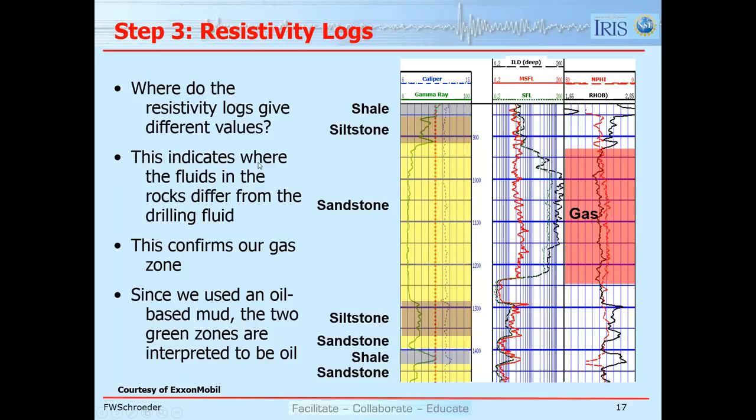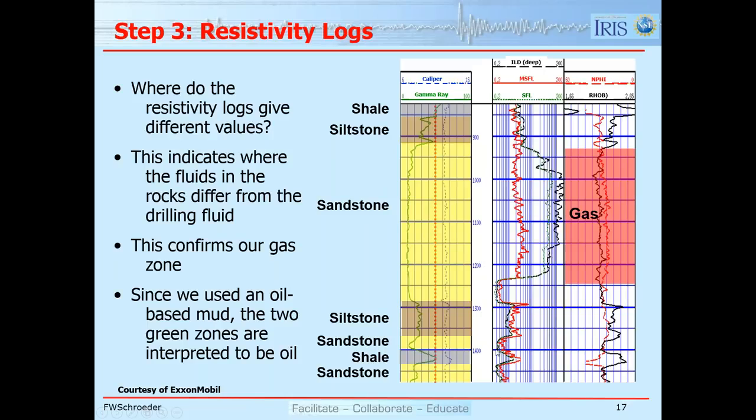Then we can look at the resistivity logs and see where the resistivity logs have different values. In the gas sands, the resistivities have different values, and so that confirms that it's not oil, since the drilling fluid is oil. Down here in the lower part of this sand, the three curves are almost on top of each other, so that tells me the fluid in the formation is the same as the fluid in my drilling mud, and since I have an oil-based drilling mud, I interpret that to be oil.